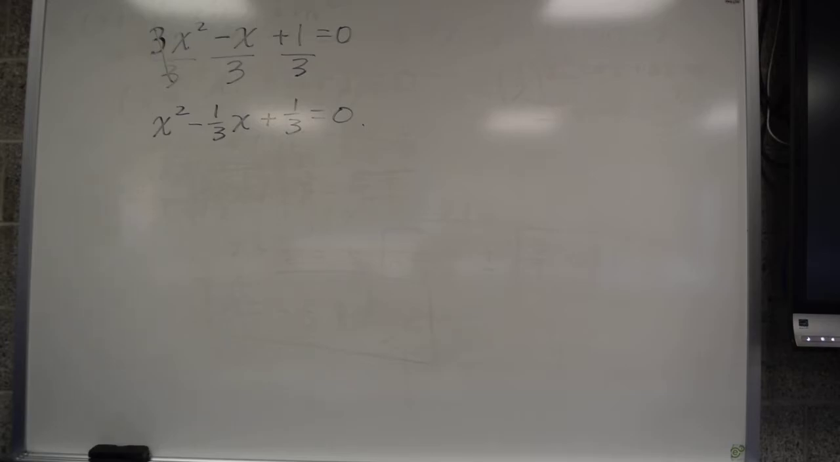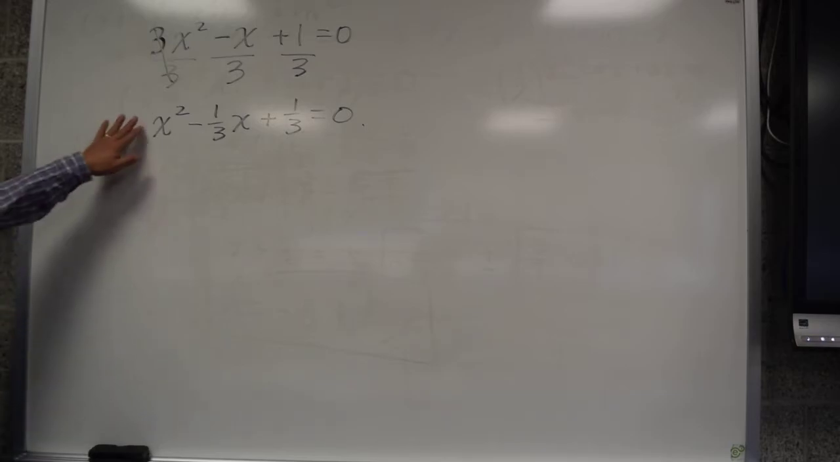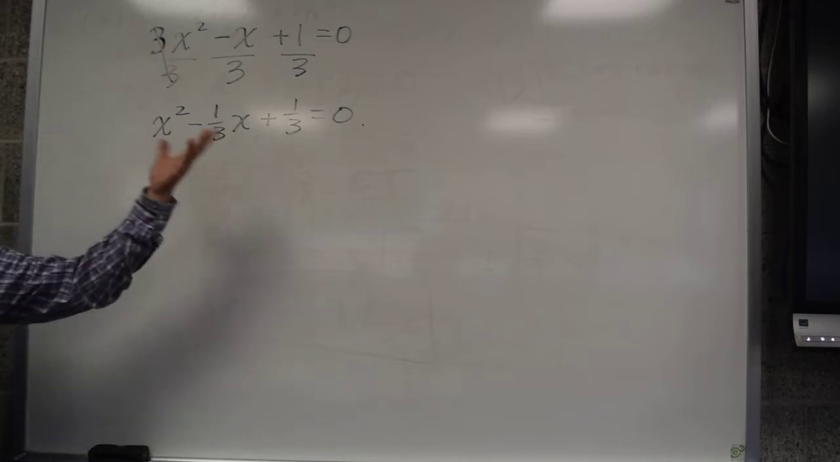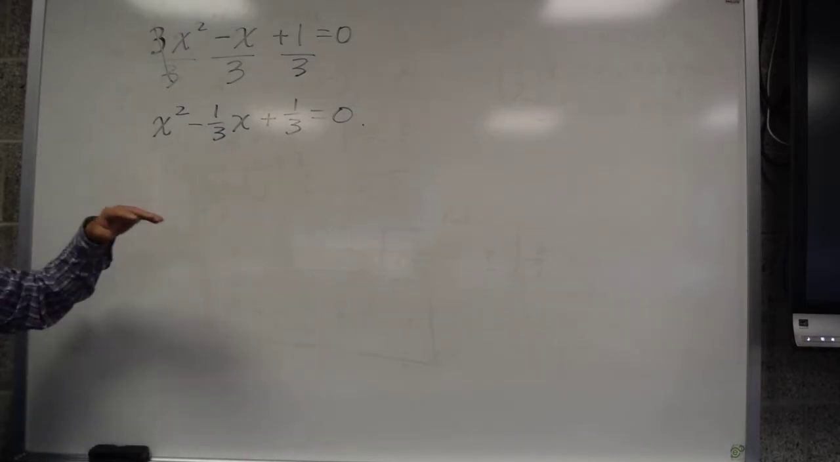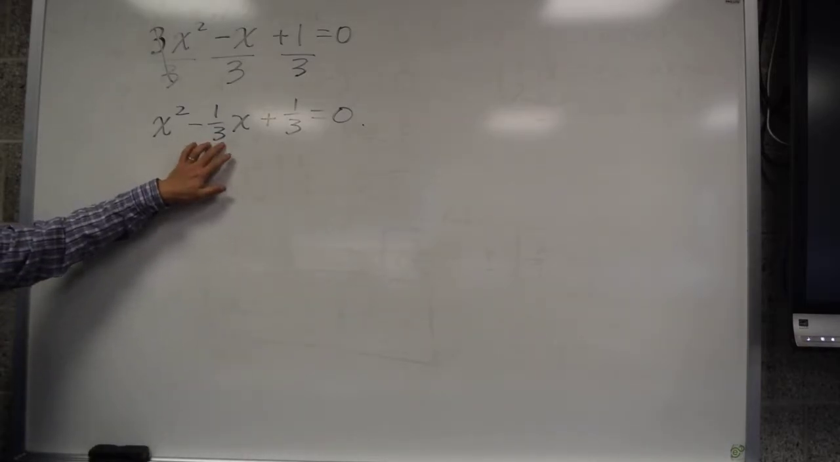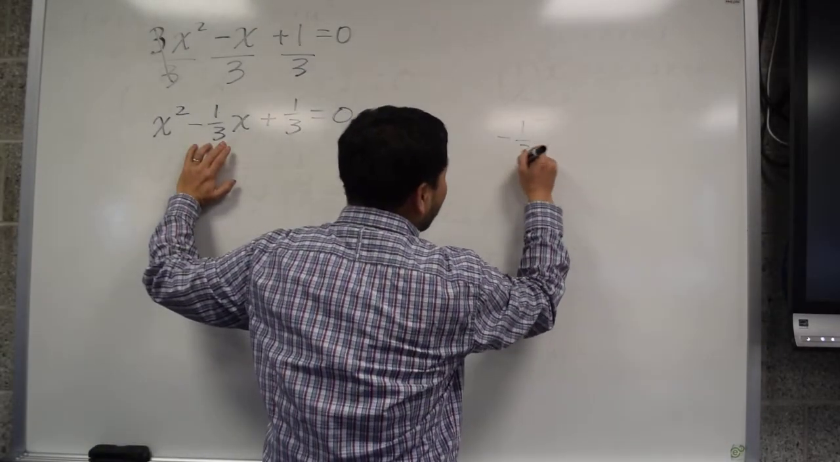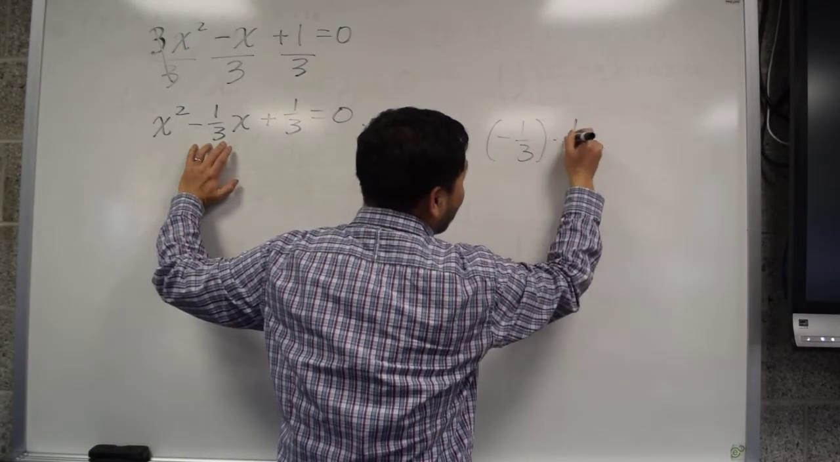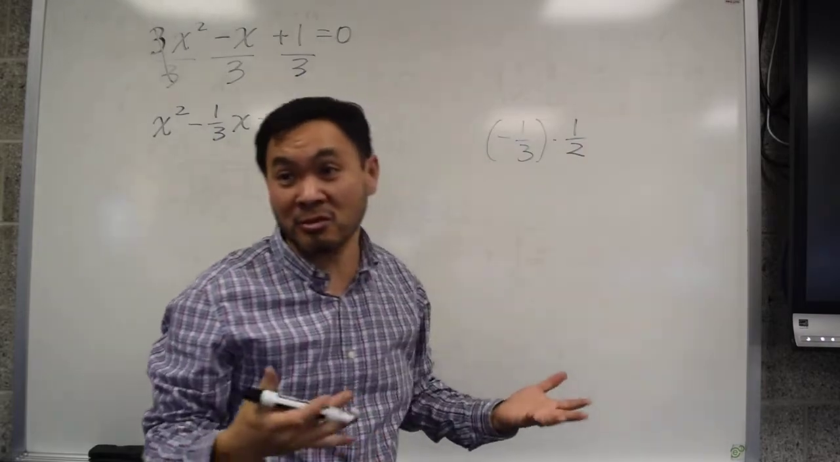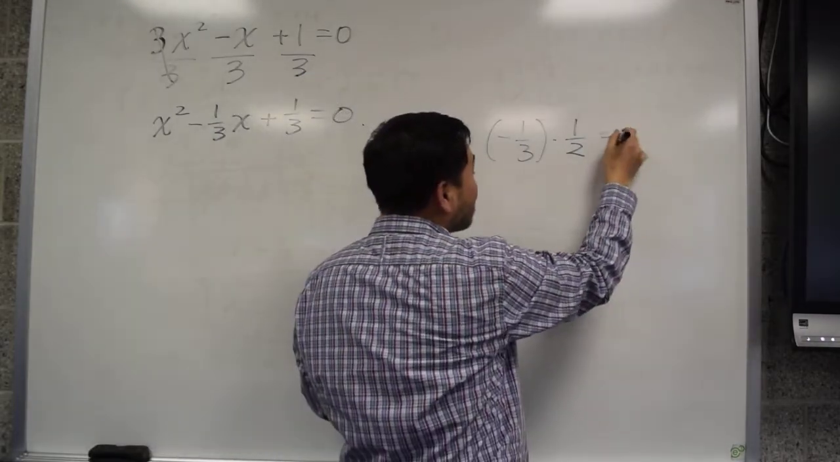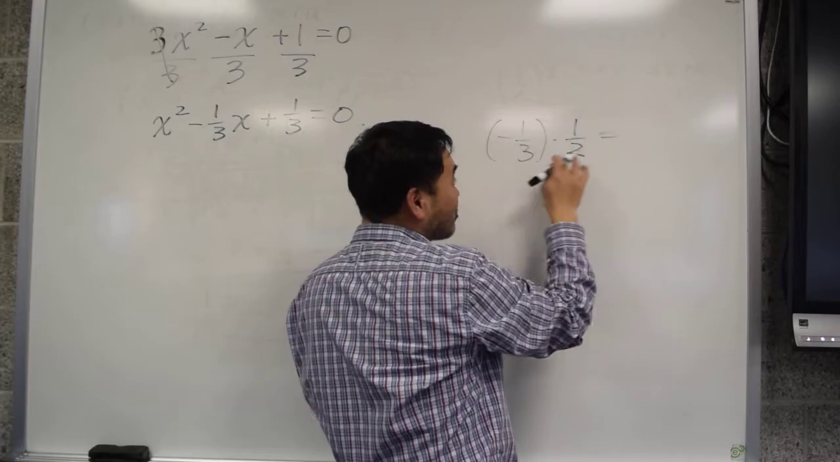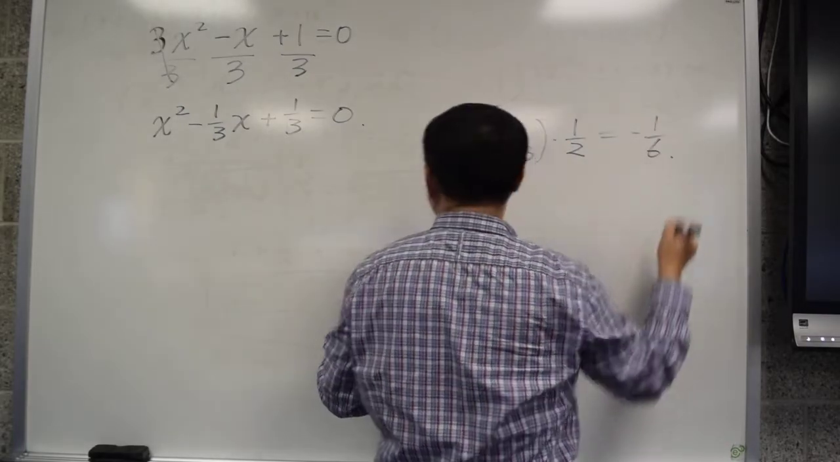Now that the coefficient is 1, we can apply the same trick as before, which was take this number. What do you do? Divide by 2, which is? Yeah, so negative 1/3. Dividing by 2 is same as multiplying by 1/2. Multiplying by the reciprocal is same as division, right? And when you multiply fractions, it's top to top, bottom to bottom, so it's negative 1 over 6.